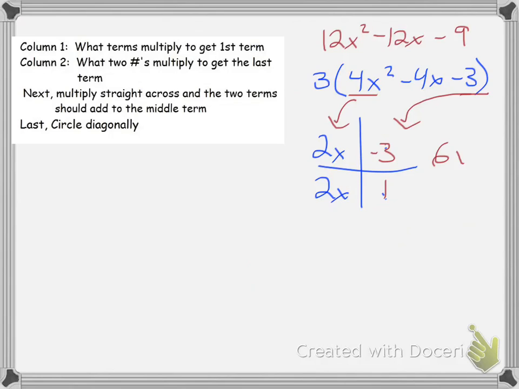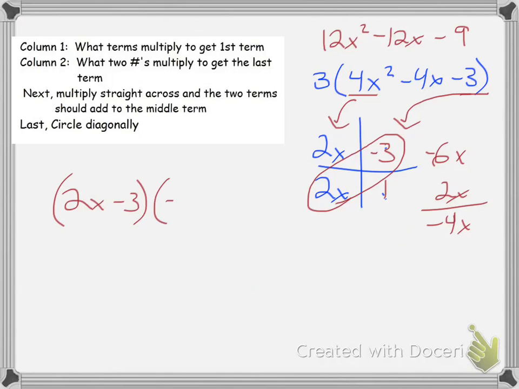So 2x times negative 3 is negative 6x. 2x times 1 is 2x. And they add to negative 4x. Now remember, one thing that people forget a lot is circling it diagonally. That is a key step in this. You only need to circle one. That's showing me that you're matching those two together. 2x minus 3 times 2x plus 1.